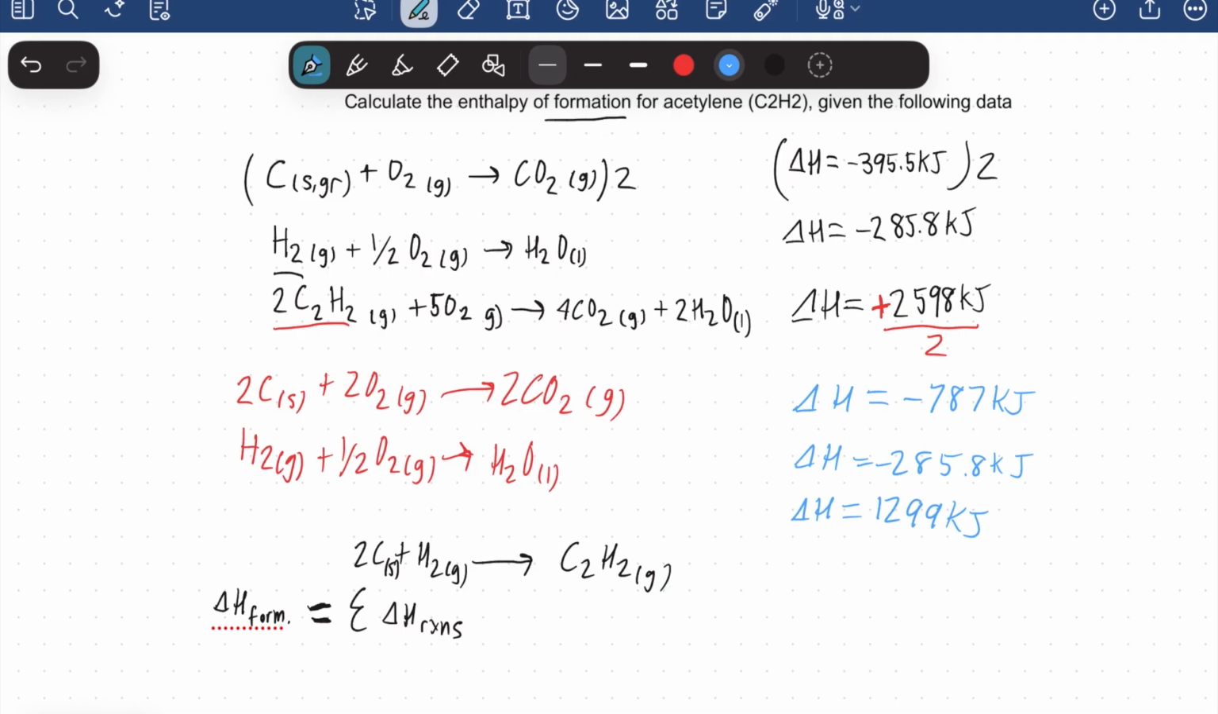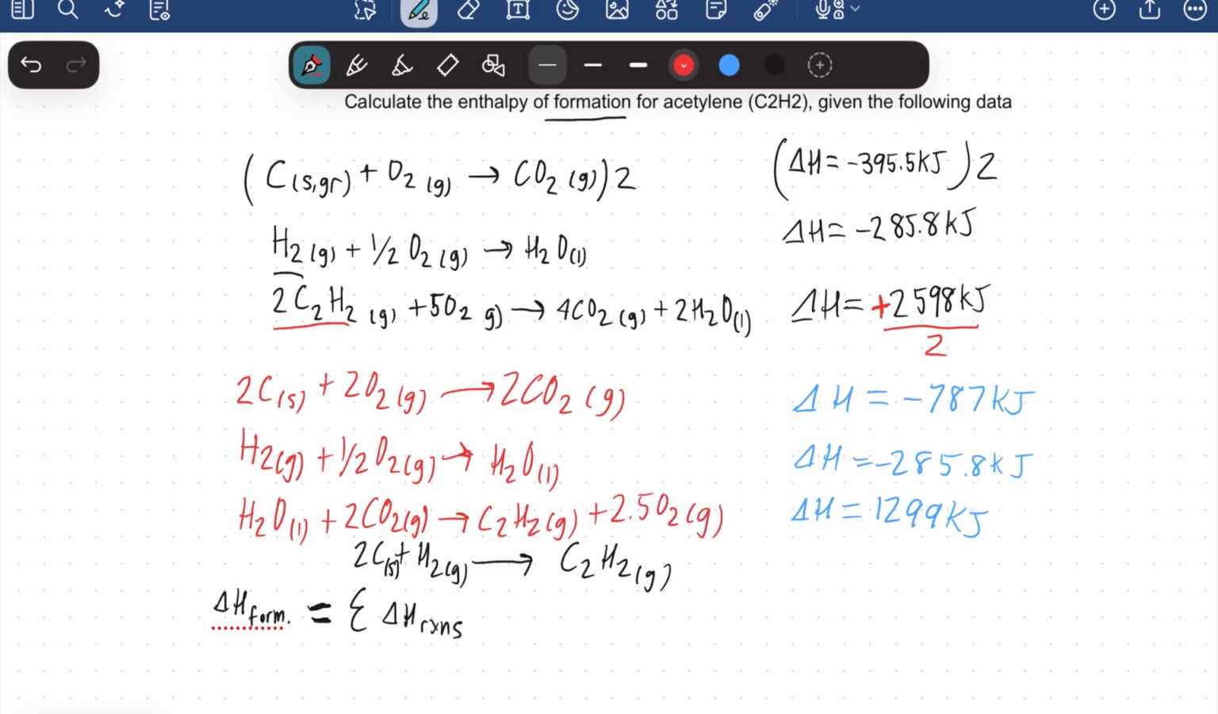And our equation will change to H2O liquid plus 2 carbon dioxide gas creates 1 mole of acetylene plus 2.5 moles of oxygen gas.